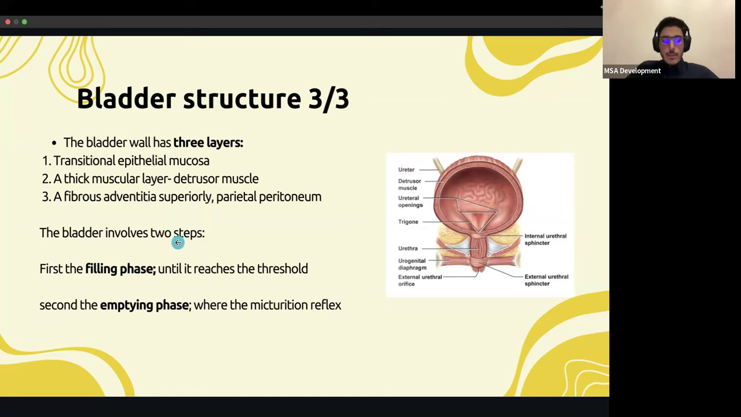For the bladder, just as an overview, you have two steps: a filling phase and then an emptying phase. What do we mean by filling phase?